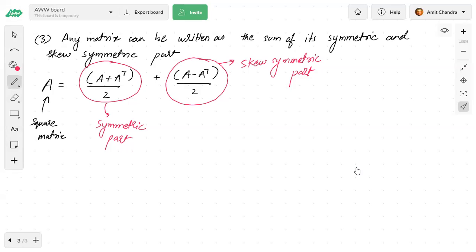Okay, so let's do some questions based on the matrix, right? Let's do some questions based on these matrices.